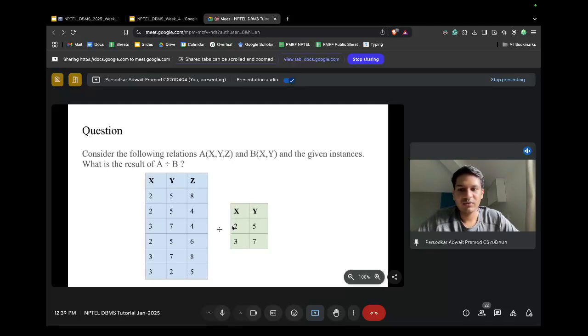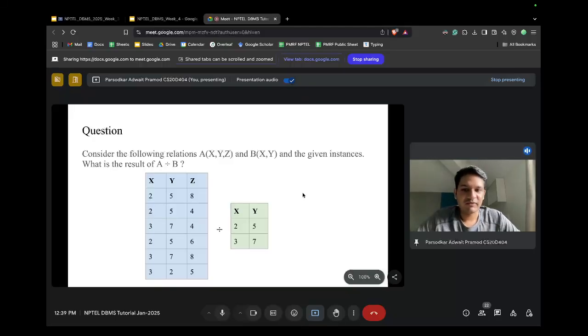So you're given two relations. The first is A, which has three attributes x, y, z, and corresponds to the blue table. And the second relation is B, which has two attributes x, y, and is denoted by the green table. Now you need to identify what is the result of the operation A divided by B.